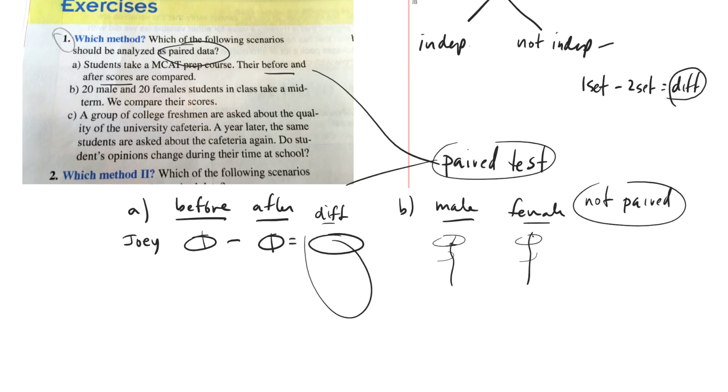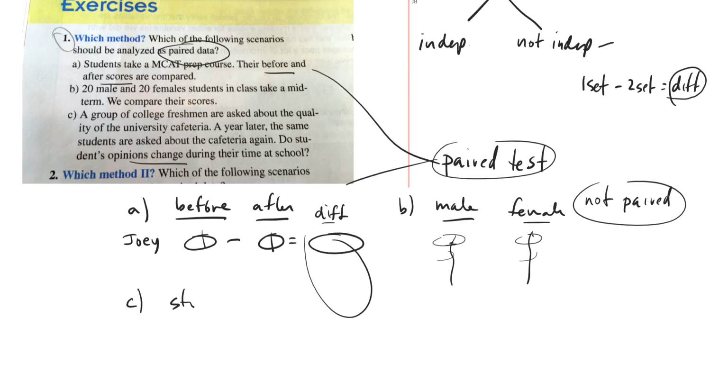Okay, and then C, you've got college freshmen asked about the quality of the university cafeteria. A year later, the same students are asked about the cafeteria again. Do opinions change? So we've got the students rating as freshmen, and then we have the students rating at the end of the year or a year later, maybe as sophomores or something like that.